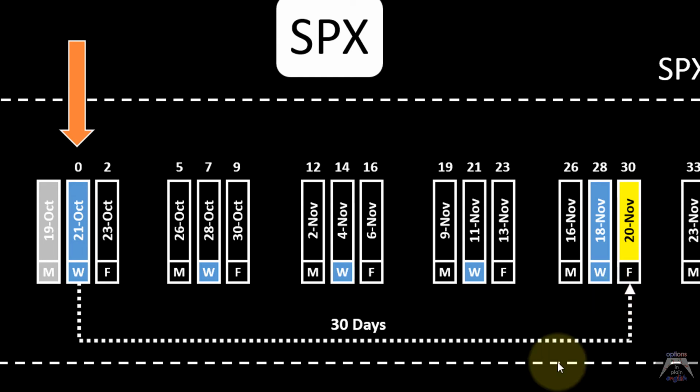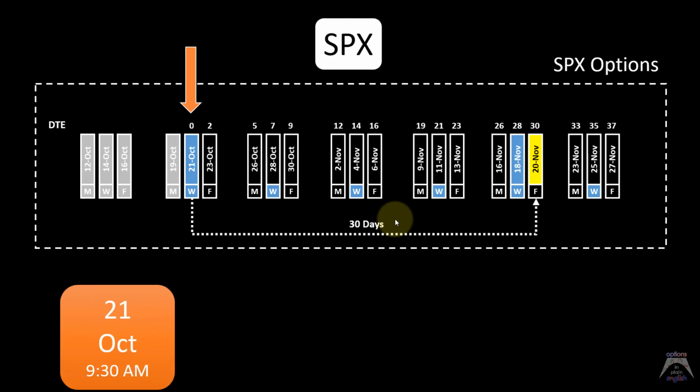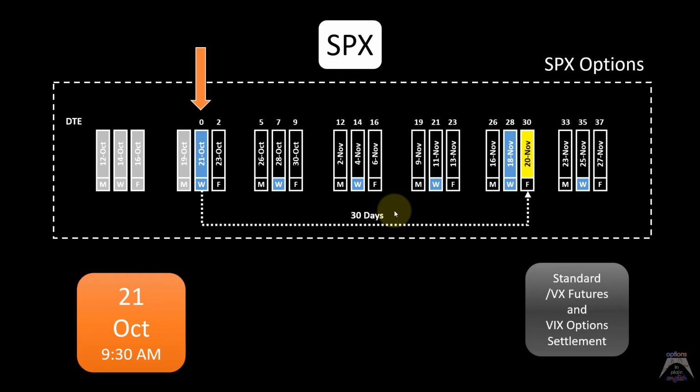So the third Friday of each month. So you have exactly 30 days. This is transparent to you. You don't need to worry about this. It's just nice to know or nice to understand. It's exactly 30 days. The algorithm already considers this. So now we have standard VIX futures and VIX options that are going to expire.